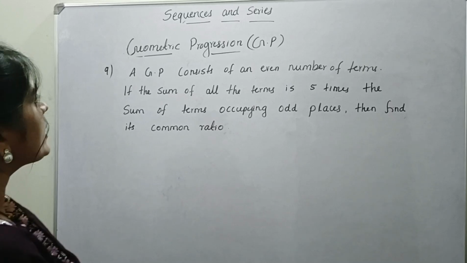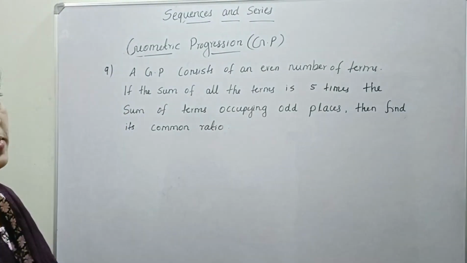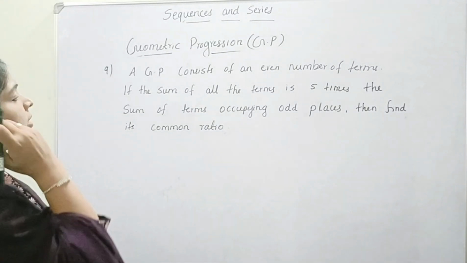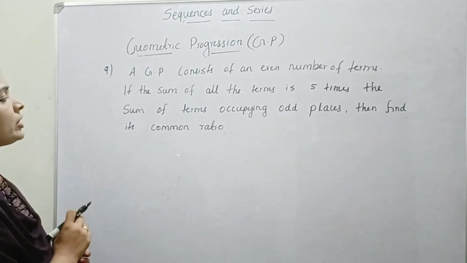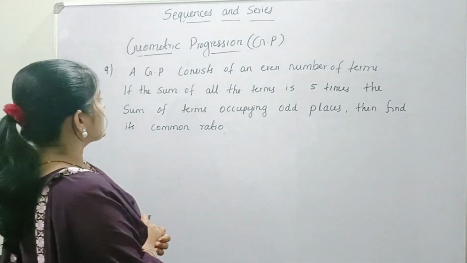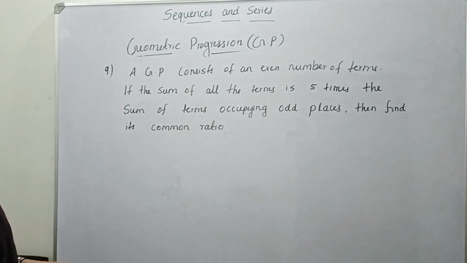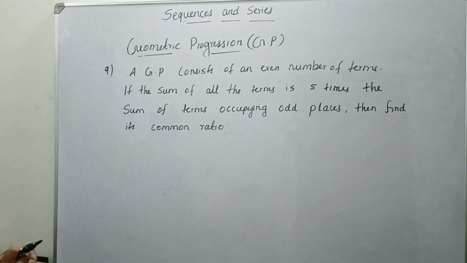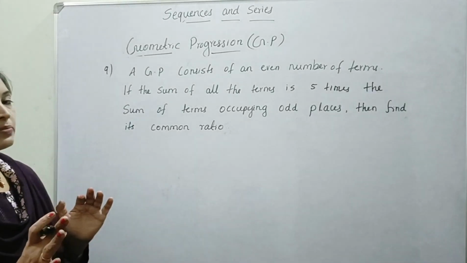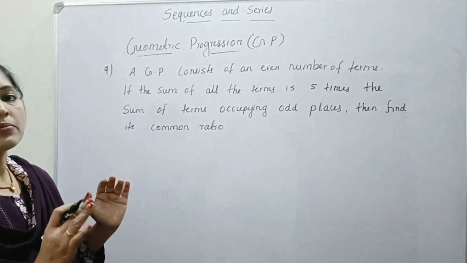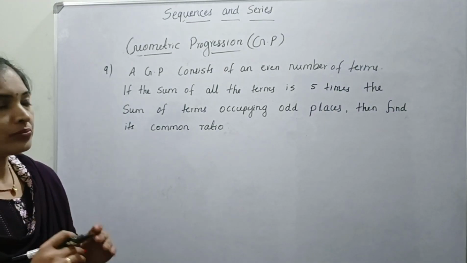Next question: a GP consists of an even number of terms. If the sum of all the terms is 5 times the sum of the terms occupying odd places, then find its common ratio. Here it is given that there are an even number of terms, and we have to find the common ratio. Our condition is that the sum of all the terms in the GP is equal to 5 times the sum of the terms occupying odd places.